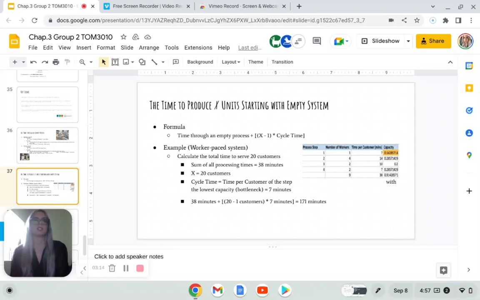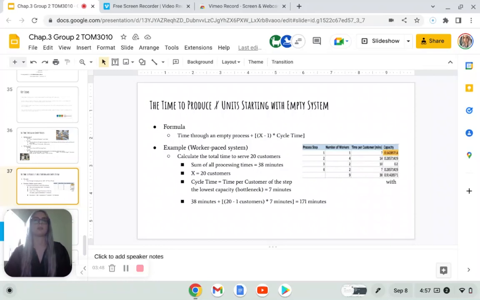So the total time to produce x units here in an empty system is equal to the time through an empty process plus the number of units minus 1, multiplied by the cycle time of the bottleneck step. So the first part of the formula uses a formula we touched on earlier. That's going to be time through the system, through the empty process, which is the sum of all processing times.